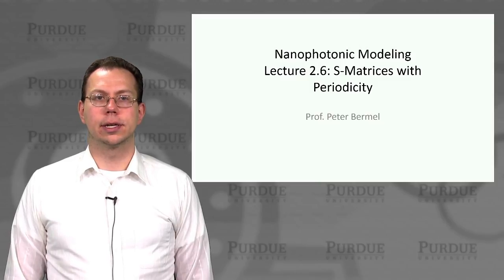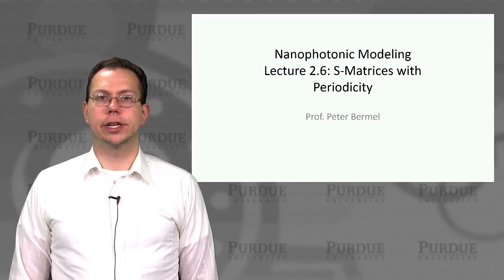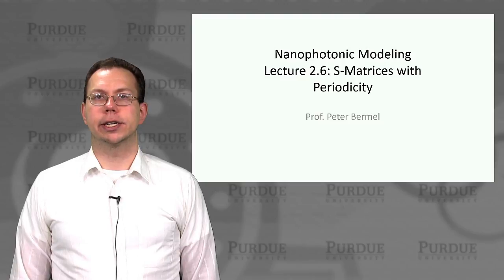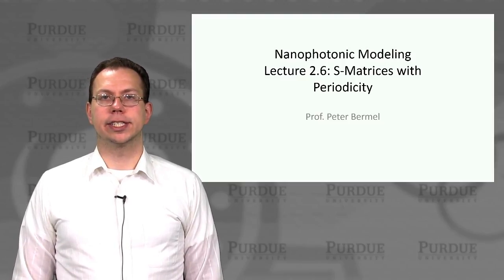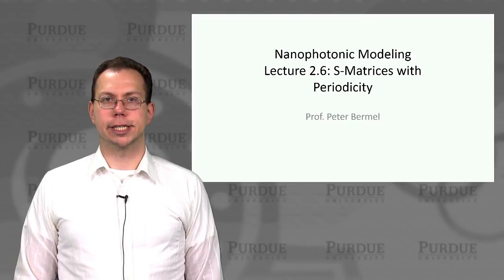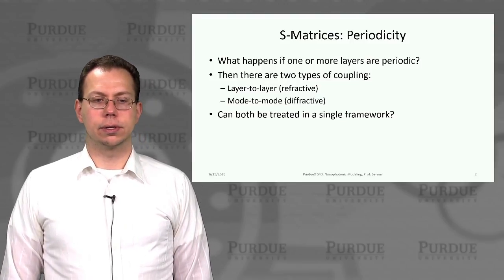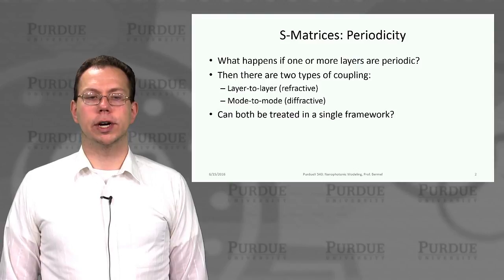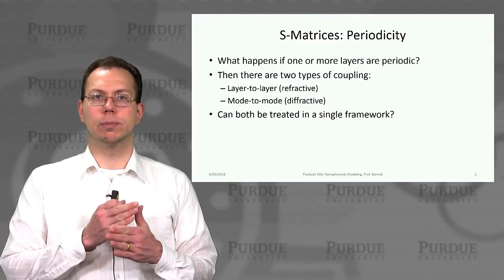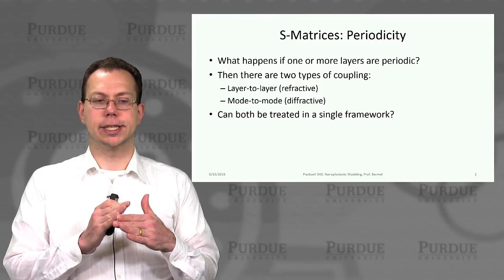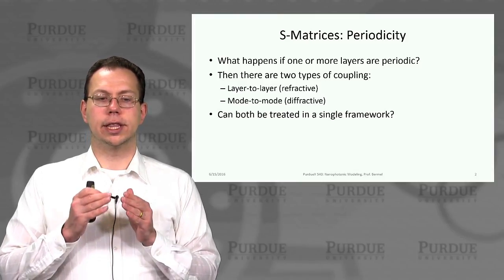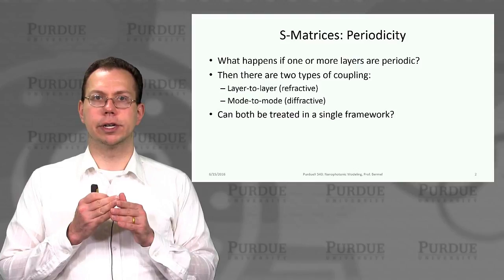Hey everyone. Last lecture we were talking about how to construct the S-matrix formulation, and now we're going to try to extend it to include periodicity. And so it's a reasonable question to ask, what if one or more of the layers in our S-matrix had some lateral periodicity? Okay, so you can think of two types of coupling, really.